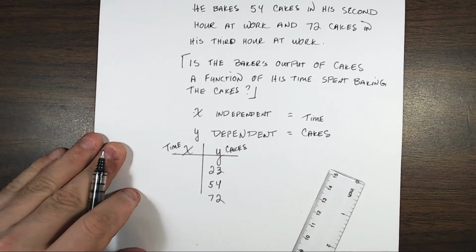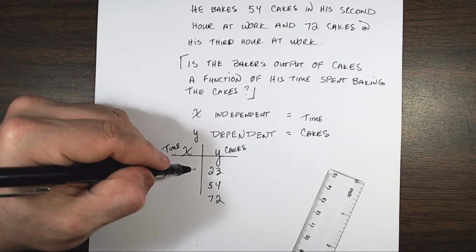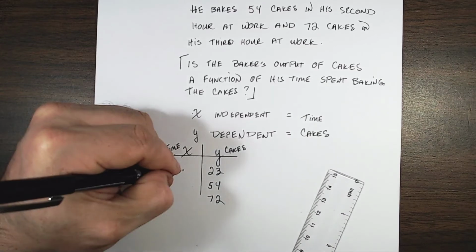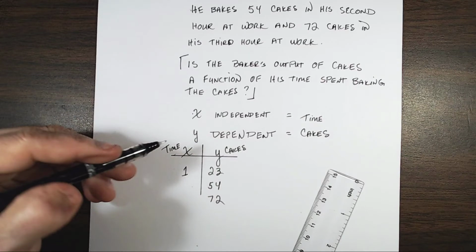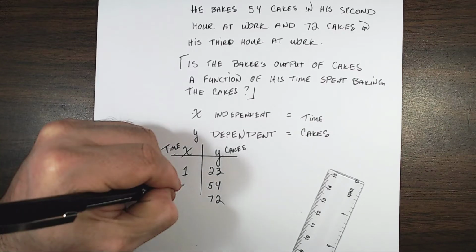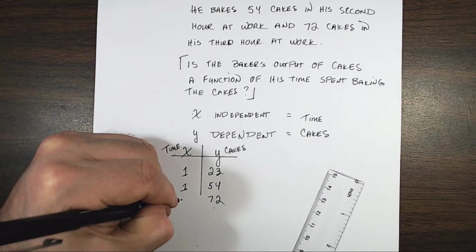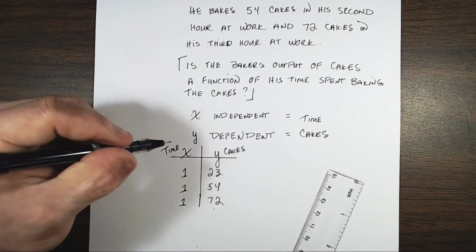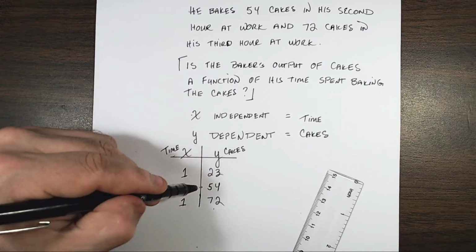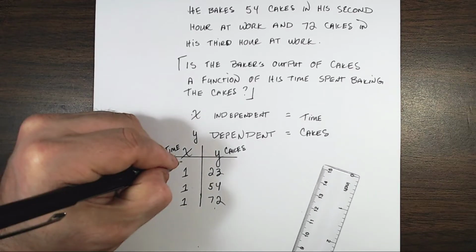So how long did it take them to bake 23 cakes in the first hour? Well, it took them 1 hour. How long did it take them to bake 54 cakes in the second hour? It took them 1 hour. And how long did it take them to bake 72 cakes in the third hour? Well, it took him 1 hour. See, it took him 1 hour to bake each of these amounts of cakes. So it appears that we have a repetition of this number 1.